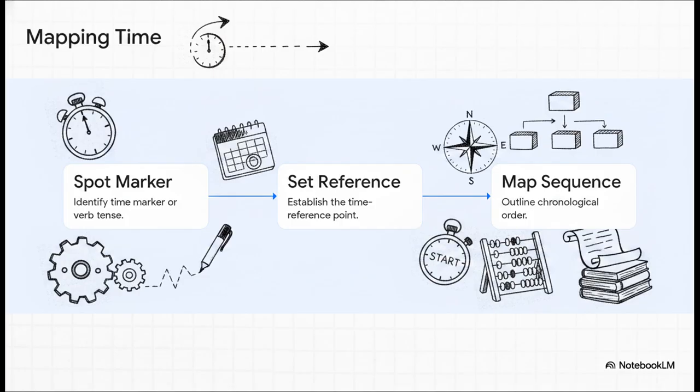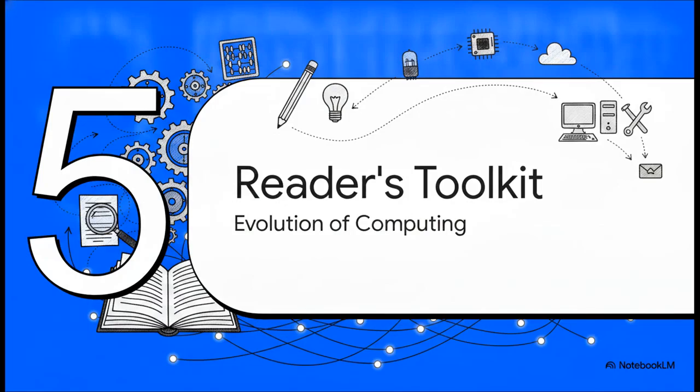If I say someone had built an analog computer long before the digital one, that phrase had built is doing all the heavy lifting. It establishes a fixed concrete point in the past, setting up a reference point so we know exactly what happened next. Which brings us to our final stop, Section 5, the Critical Reader's Toolkit.